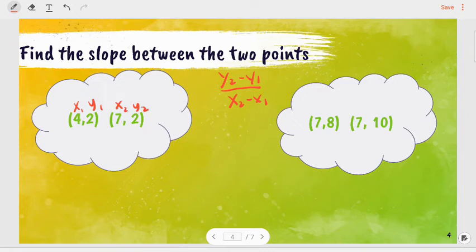And I find this step really helpful because until I get into the habit of telling my brain what is x1 and what is y1 and all of those things, it's really hard to use the formula. So I really encourage you to label these points right up here. So let's go ahead and solve.